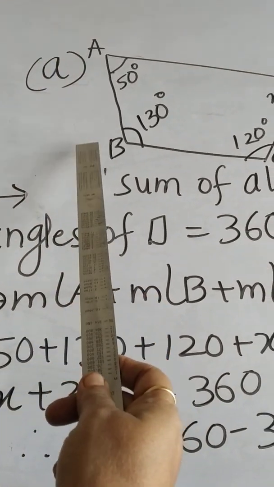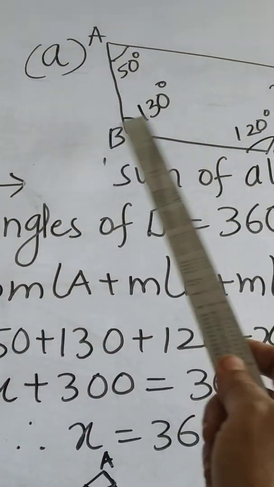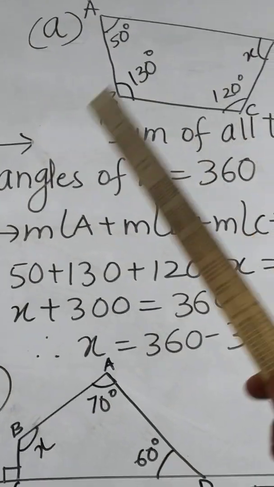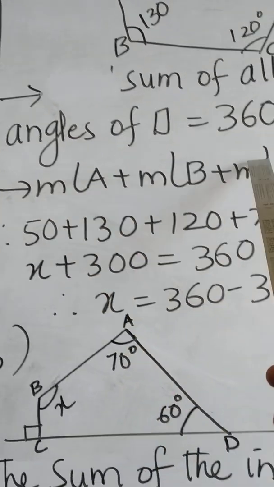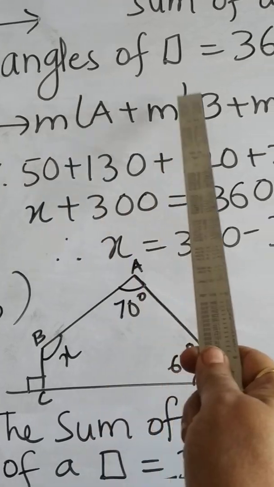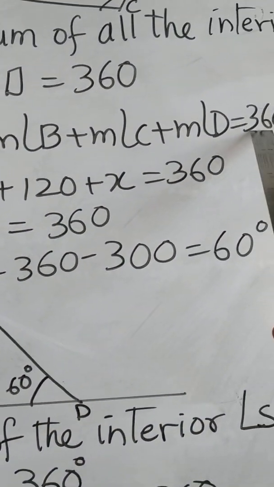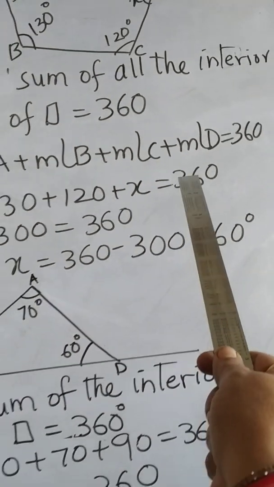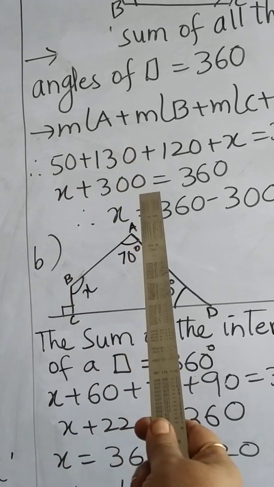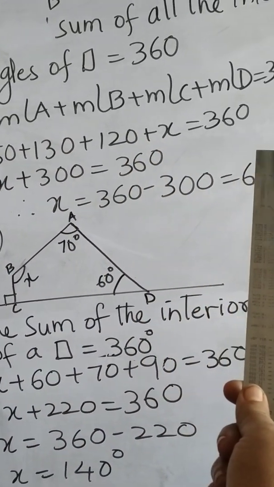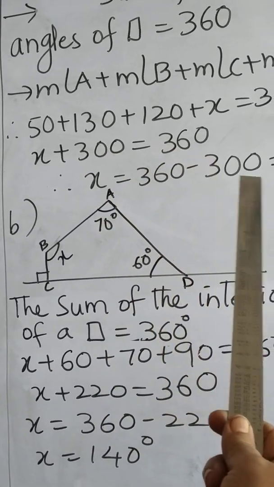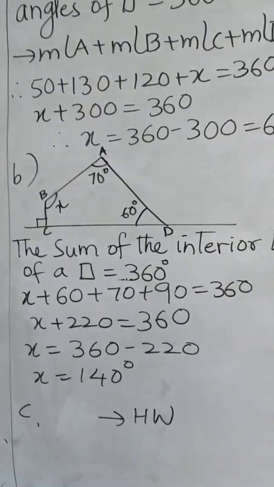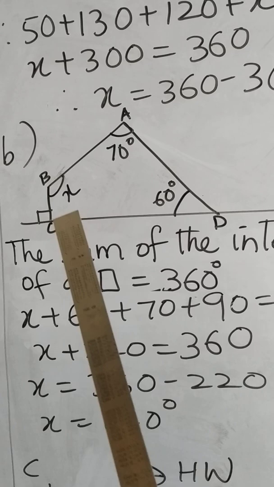The first figure is a quadrilateral. You can write down A, B, C, D or 1, 2, 3, 4. 3 angles are given. The fourth one we have to find out. We know that the sum of all the interior angles of a quadrilateral is 360. So A plus B plus C plus D is equal to 360. Once again, A plus B plus C plus D is equal to 360. So 50 plus 130 plus 120 plus x equals 360. x plus 300 is equal to 360. So x equals 360 minus 300. So we get 60 degrees. Now we go to the second one, B. See the figure.